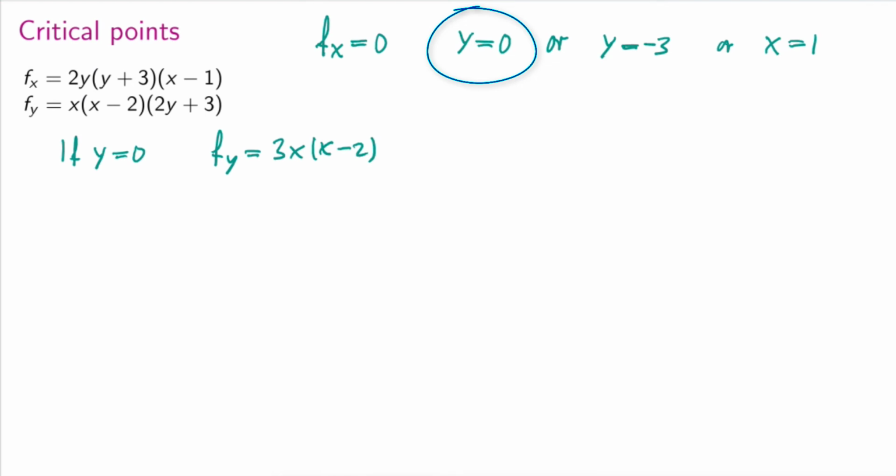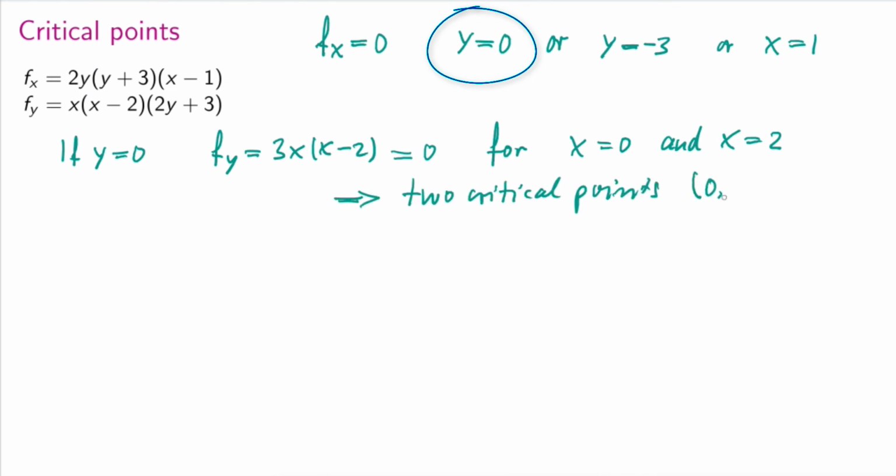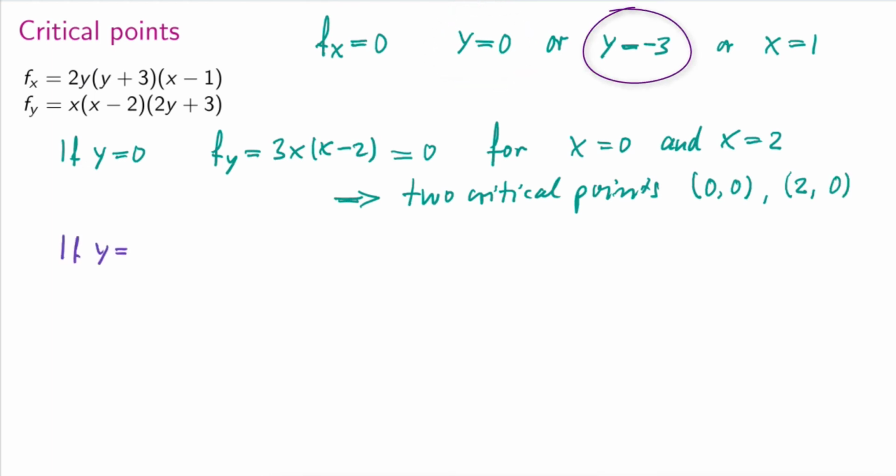If y is 0, in the second equation, fy becomes 3 times x(x minus 2). The 3 comes from the last bracket. y is 0, the 3 remains. Now this is 0 for x is 0 and x is 2. Then if y is 0, we find two values for x which make fy equal to 0. We find 2 points. The one is x is 0, y is 0, and the other one is x is 2 and y is 0.